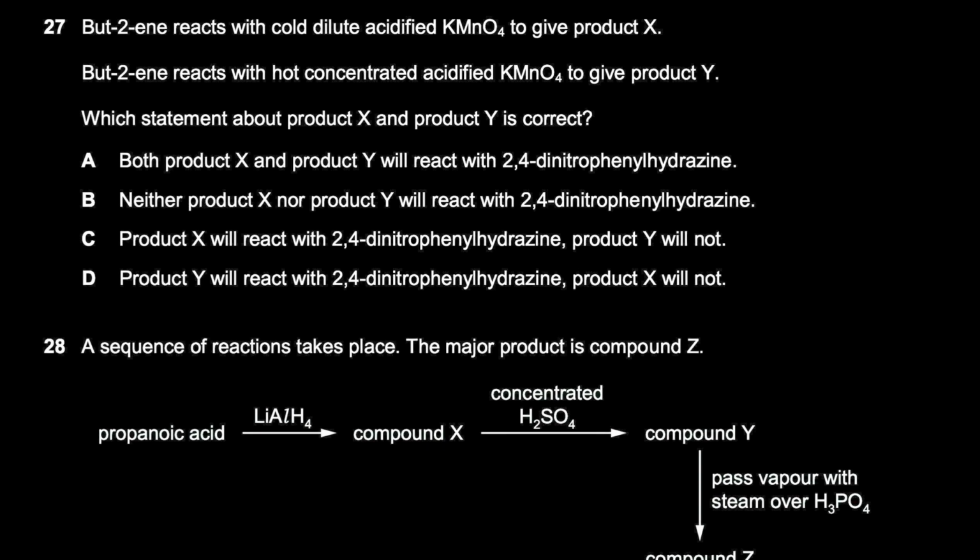Question number 27 says but-2-ene reacts with cold dilute acidified potassium manganate 7 to give product X. But-2-ene reacts with hot concentrated acidified potassium manganate 7 to give product Y. Which statement about product X and product Y is correct? So first we'll just draw out but-2-ene. We have CH3, CH, double bond CH, CH3.